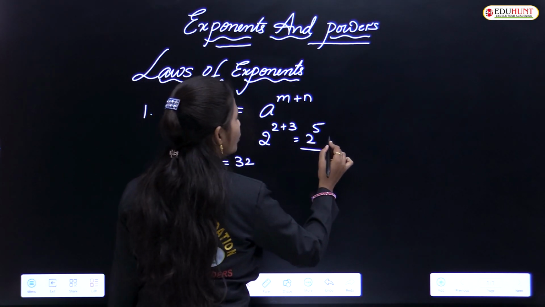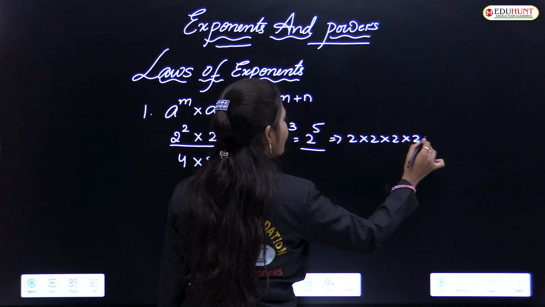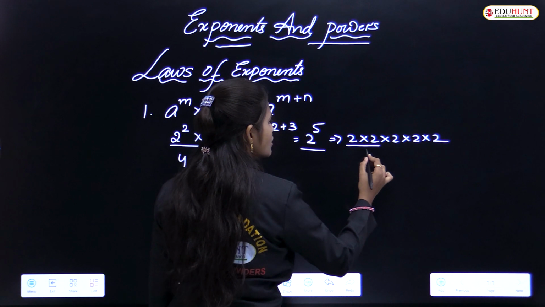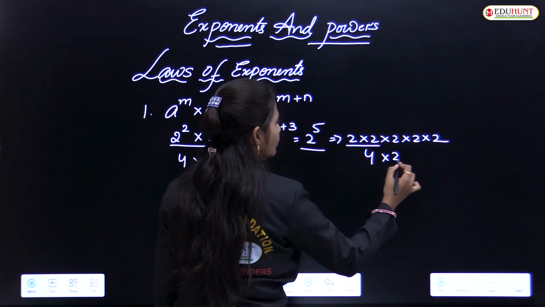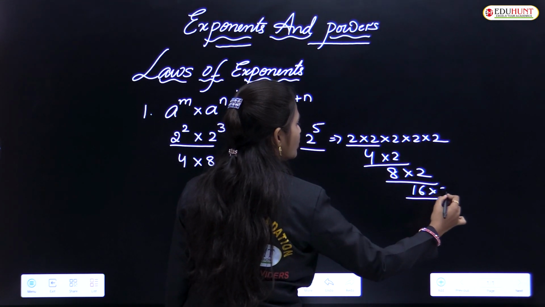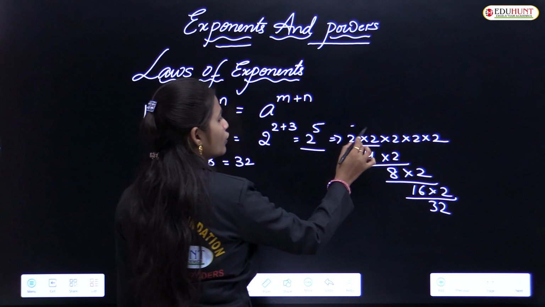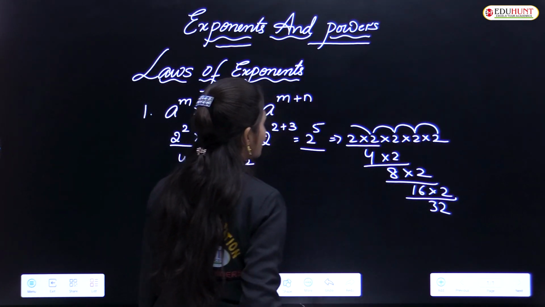Now 2 power 5 means 2 into 2 into 2 multiplied by itself 5 times. So 2 2's are 4, 4 2's are 8, 8 2's are 16, 16 2's are 32.